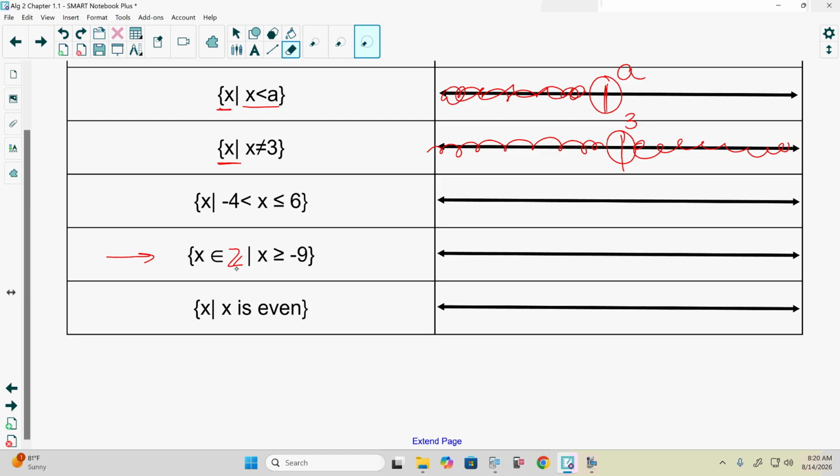So by doing that, we are saying X is an element of the integers. We're giving it a group name. So instead of saying all real numbers, we're just saying integers. So only the integers. So the only values of X that we will have are the integers, and we're saying they're less than or equal to 9.